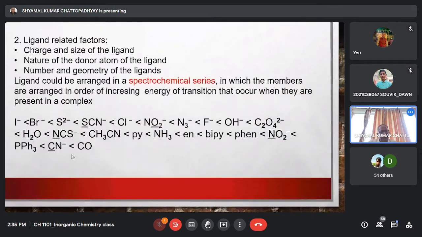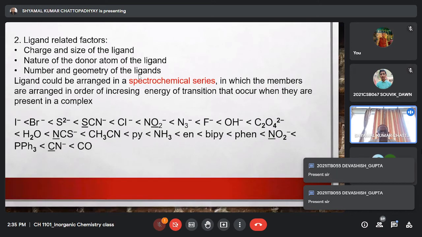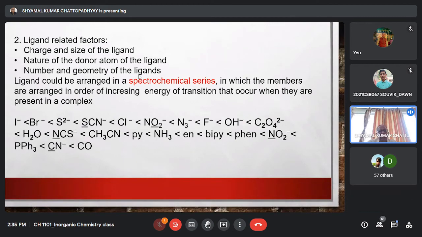Then we come to ligand related factors. First, we may say about the number and geometry of the ligands. It is found in general that crystal field is dependent on the number of the ligands and how they are arranged around the metal ion. For instance, a four coordinated metal ion has more crystal field than a two coordinated metal ion, and in general a six coordinated metal ion has more crystal field splitting than a four coordinated metal ion.